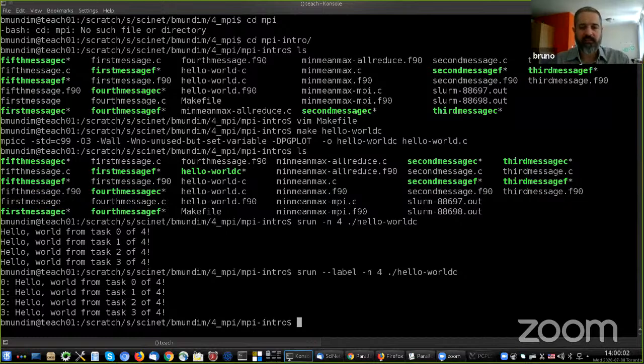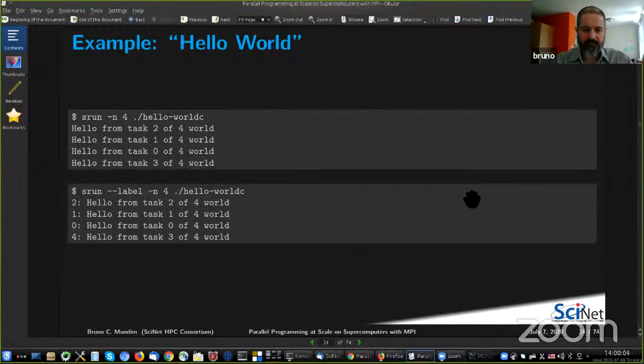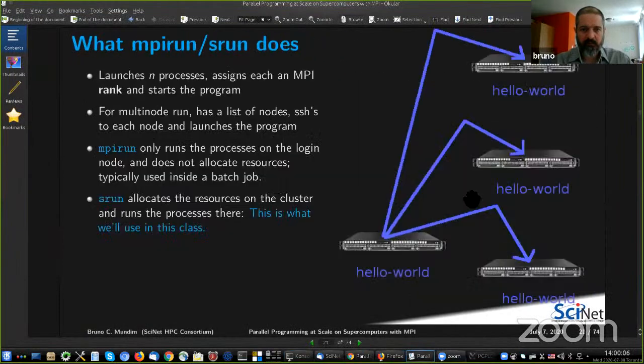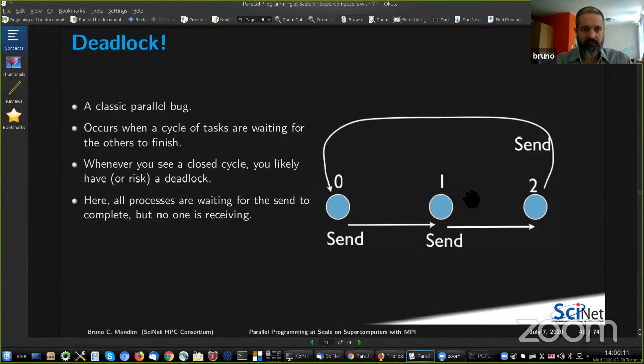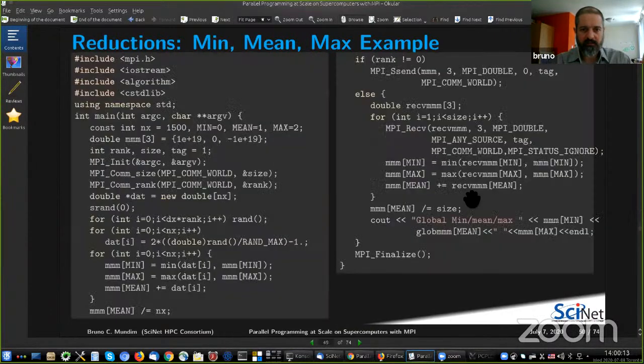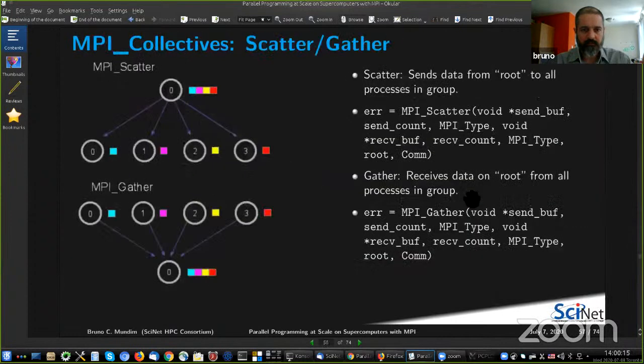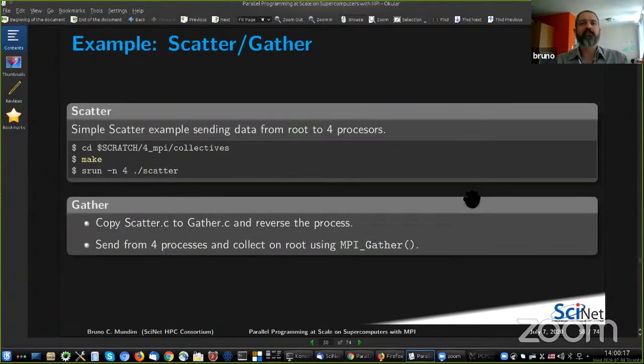The gather.c, this here, on the collectives. This one is optional. You take a look at the scatter code to see how it works, and then reverse the process on the gather.c.